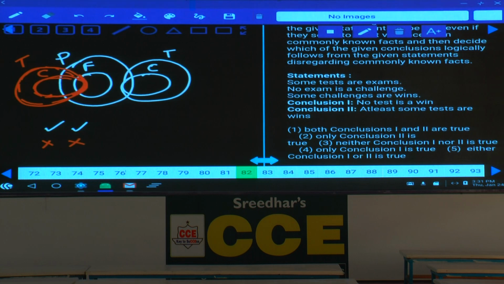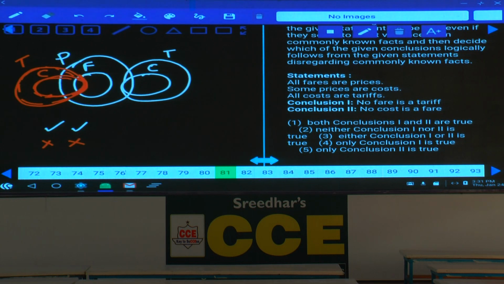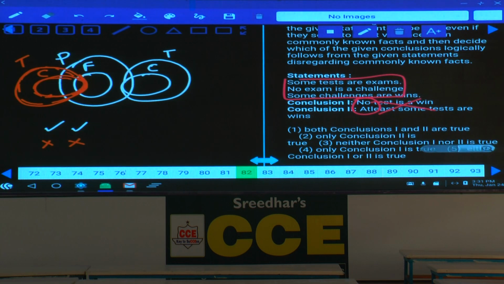Then question number 82. And again, if you check out here in question number 81, all the statements are what? All the statements are affirmative, and these two conclusions are negative conclusions. Hence, a negative conclusion cannot be drawn from the affirmative, and straight away you can make it as neither 1 nor 2.